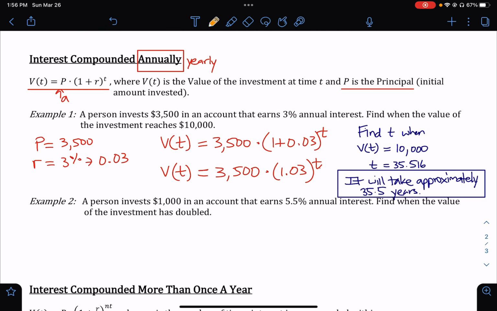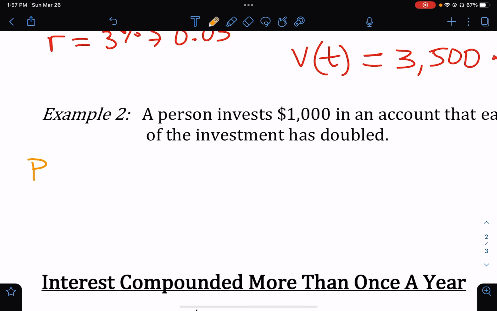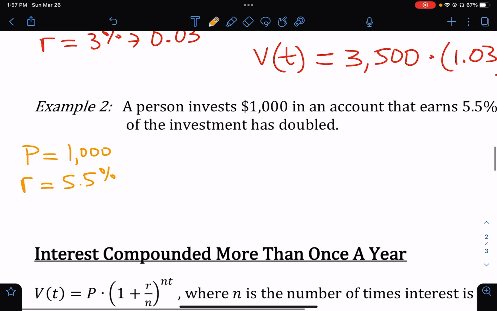So for example 2, it tells us a person invests $1,000 in an account that earns 5.5% annual interest. Find when the value of the investment has doubled. So it tells me that my principal, my initial investment, was $1,000. Our r is 5.5%, which is 0.055 as a decimal.